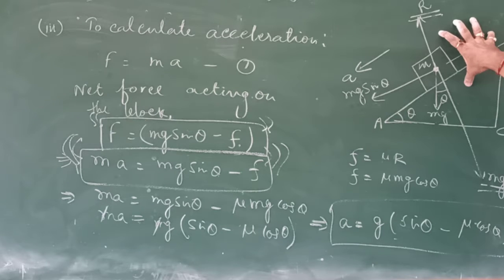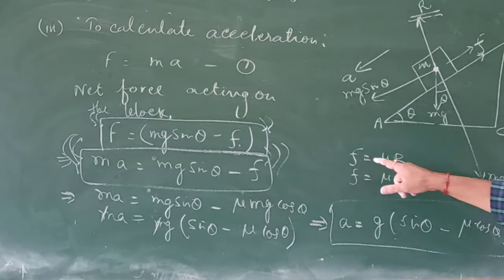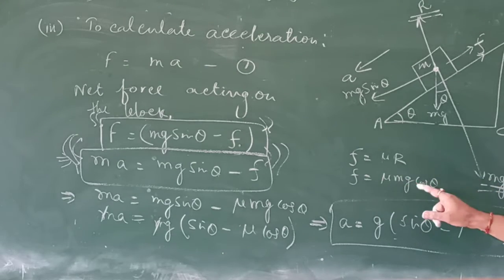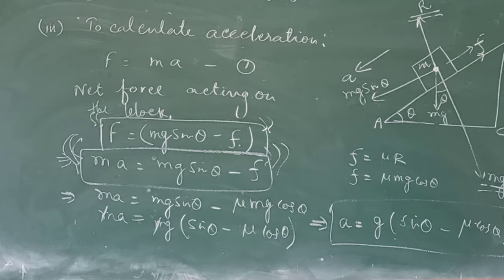Net force capital F is equal to mg sin theta minus small f, that is the force of friction, because block is sliding down and force of friction acts in the upward direction. Is it clear? Therefore, net force is mg sin theta minus f. Now we find the value of f equal to mu R. Therefore, f is equal to mu mg cos theta. Putting this value, we get m a equals mg sin theta minus mu mg cos theta. m is taken common, therefore m cancels out. a is equal to g sin theta minus mu cos theta.